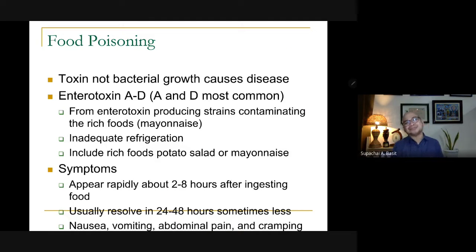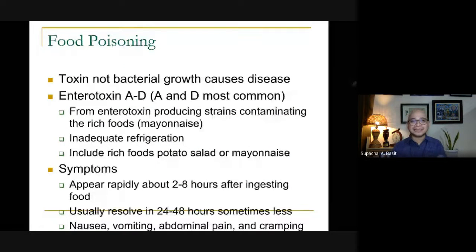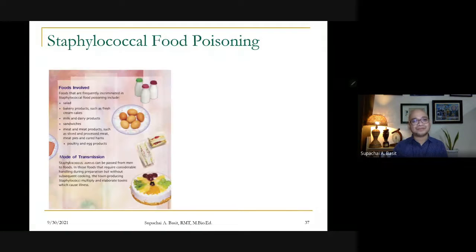This is very common, especially during Christmas party. Right? During Christmas party, they will prepare spaghetti early in the morning using contaminated hands. And then, by the afternoon, the organisms have already multiplied a lot. And even if you reheat the food, the bacteria will die, that's for sure. But the toxin remains present. So that's the implication of the food poisoning.